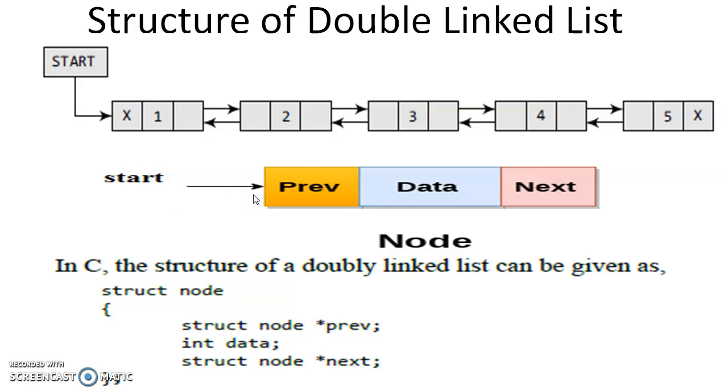In C programming, we represent the double linked list using this structure. The node consists of one self-referencing pointer called previous, which is pointing to the previous node, and the data, whatever data we want to represent here, and a self-referential pointer called next, which is pointing to the next node.